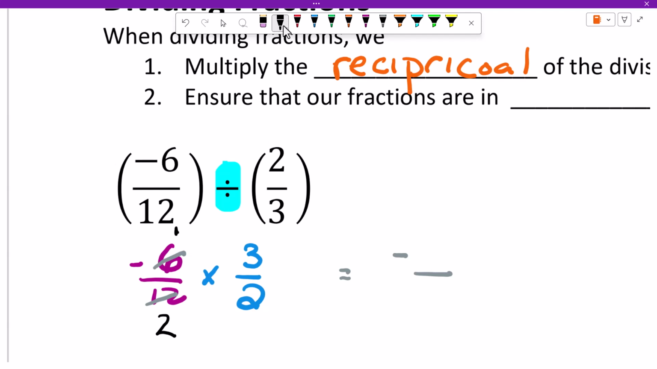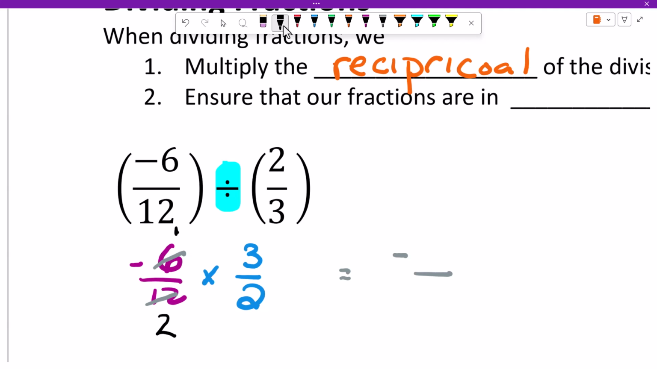Is there anything else? No. Can we take these two 2's and make them smaller? No. Why not? They're both on the bottom. We have to pair them up, top and bottom, not two bottoms, not two tops.